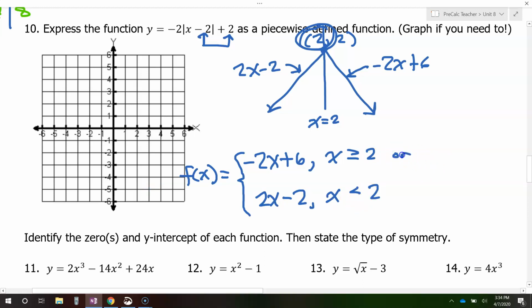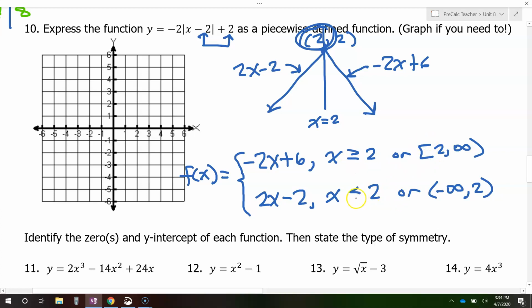Let me just mention, if you like interval notation, x is greater than or equal to 2. Another way to write that is to say 2 to infinity. All right, that's the interval notation way of doing the same thing. X is less than 2 would be negative infinity to 2.